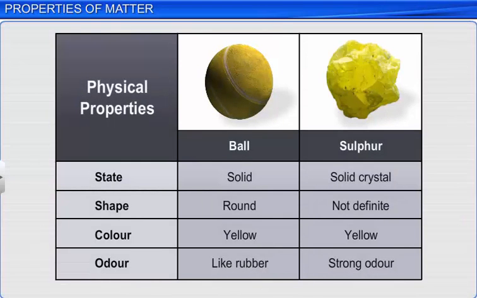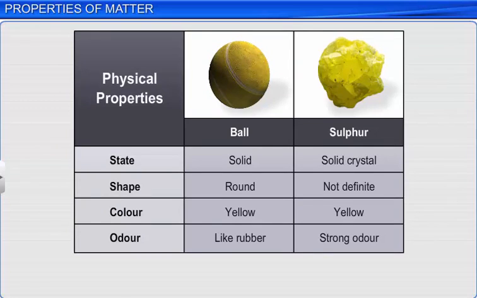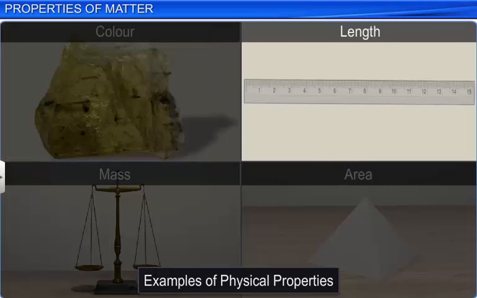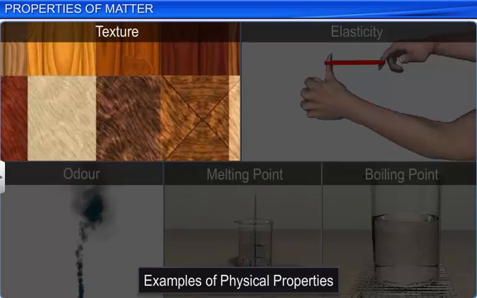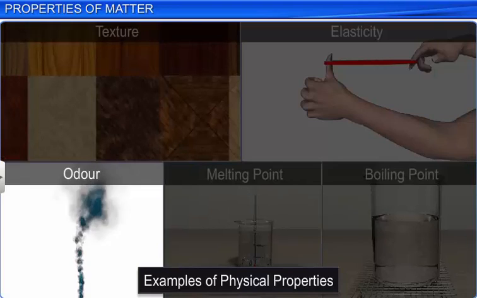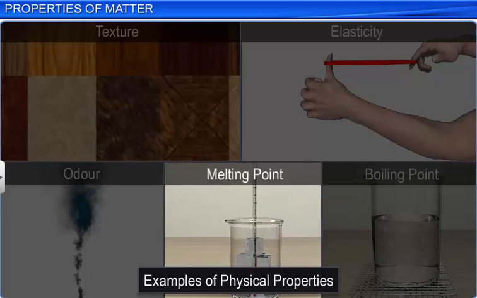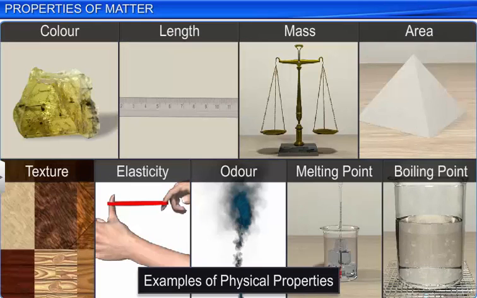What we saw are the physical properties of a rubber ball and sulfur. These properties can be easily seen or felt. Thus, we can say that physical properties are those properties that can be measured or observed without changing the identity or the composition of the substance. Color, length, mass, area, texture, elasticity, odor, melting point, and boiling point are examples of physical properties.